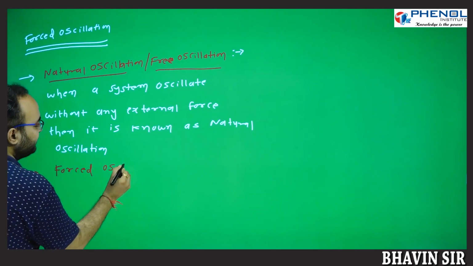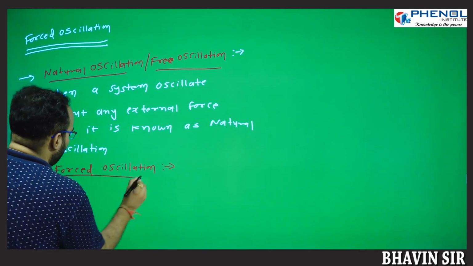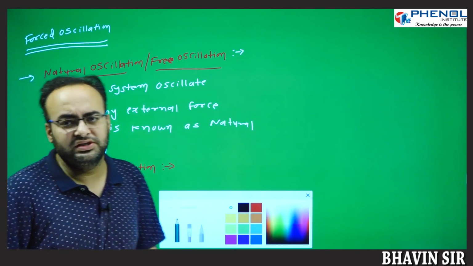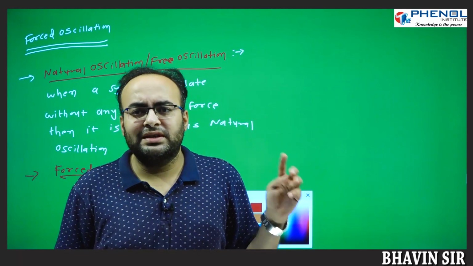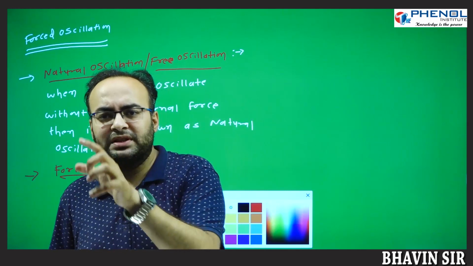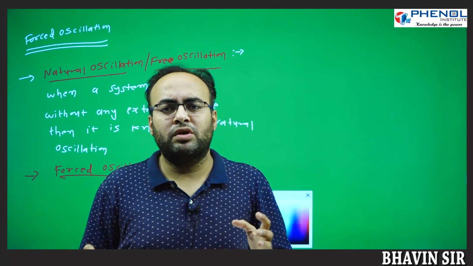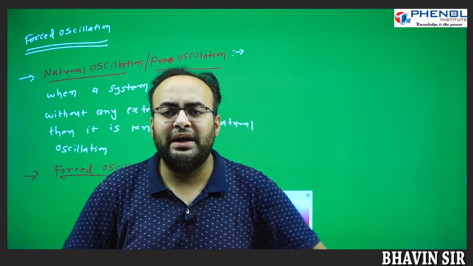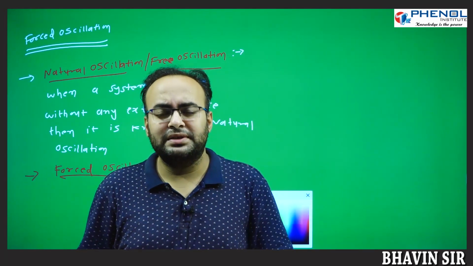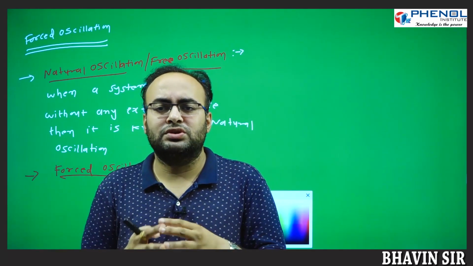Now forced oscillation. So what is the meaning of forced oscillation, students? See, as we know, in the case of damped oscillation, the amplitude of oscillation decreases with time, so after some time the oscillation stops. So if we want to continue the oscillation, then an external force is required. Such oscillations are known as forced oscillation.